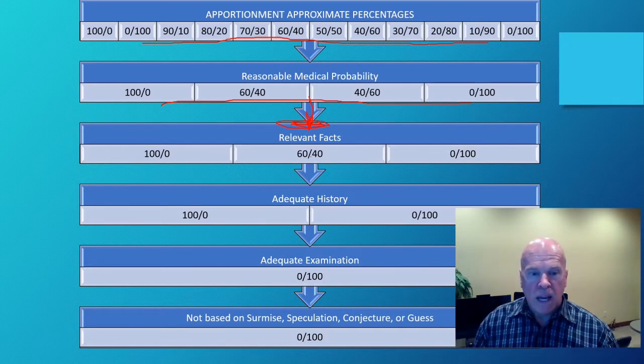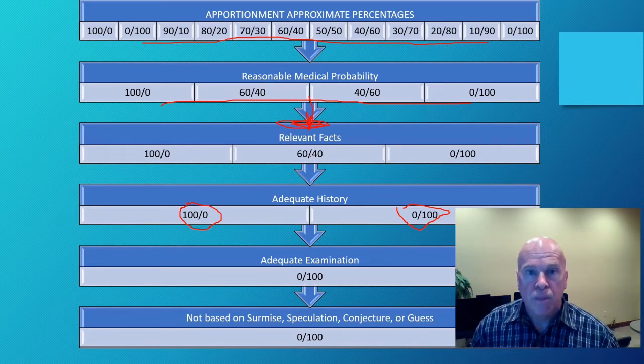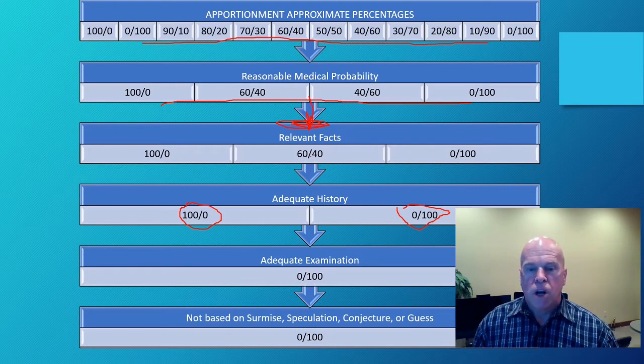And then we're left with fewer options. In this case, this is just an illustration, but we're only left with two options. 100% of the impairment is due to the industrial injury, and 0% due to other factors, or the opposite, 0% is due to the industrial injury, and 100% is due to other factors.